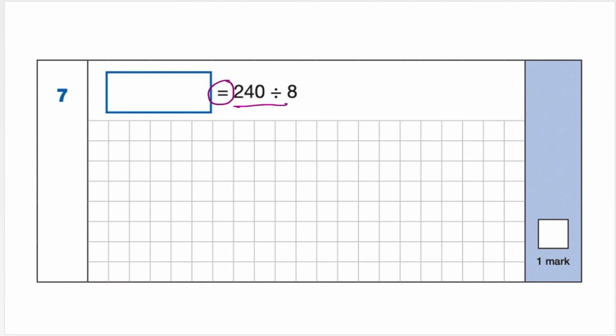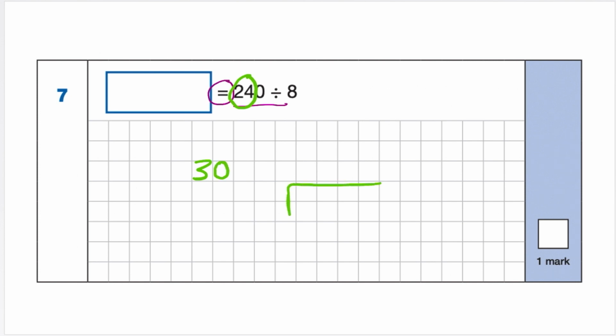But remember, it doesn't matter which way around we put our equal sign, everything on either end will be equal. So this question is basically asking us what 240 divided by 8 is. A couple of ways I can do it. I could look at just 24 and say how many 8s are there in 24? There are 3, but 24 is 10 times smaller than 240, so I must now make my 3 10 times larger by putting a 0 after it.